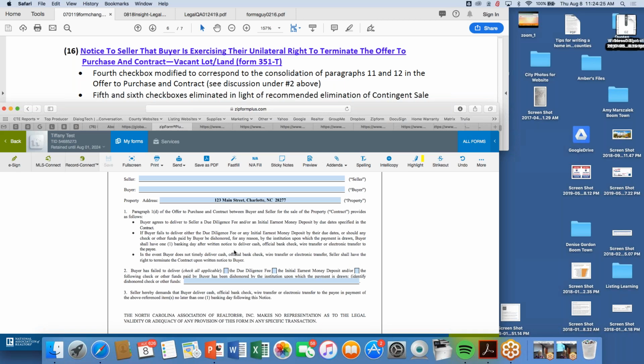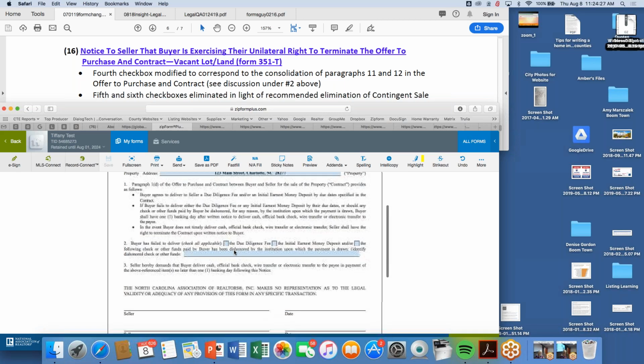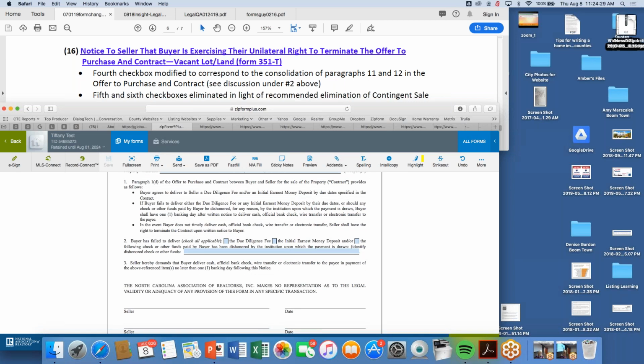So it's basically just clarifying here again the types of ways you can take money. And then it also says in the event the buyer does not timely deliver cash, official bank check, wire transfer, or electronic funds transfer, sellers will have the right to terminate the contract upon written notice to buyer. So that's a unilateral notice.